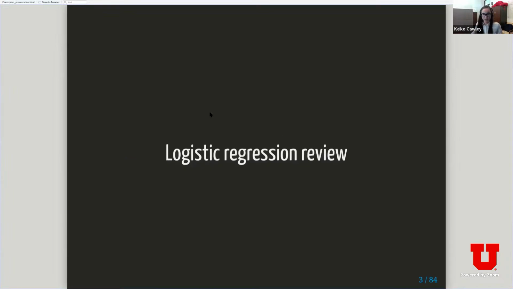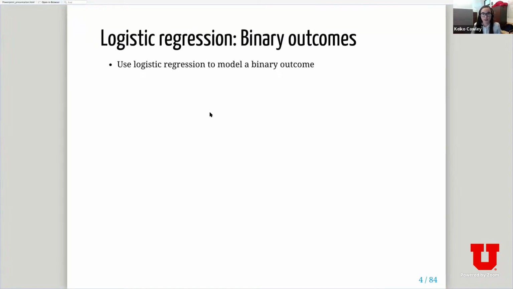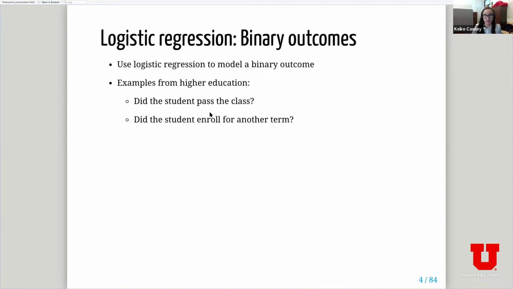To begin, we're just going to do a quick review of logistic regression. Logistic regression is used to model binary outcomes. What we mean by binary outcomes is that there are two options for the outcome, for example yes or no, 1 or 0. Some examples that Abby and I see in the space of higher education: did the student pass the class? The binary outcome is either yes, the student passed the class, or no, they didn't. Another example is, did the student enroll for another term? Yes, they enrolled for another term, or no, they didn't. Another example, did the student graduate? Yes, they graduated, or no, they didn't.